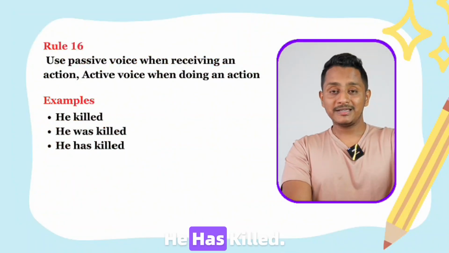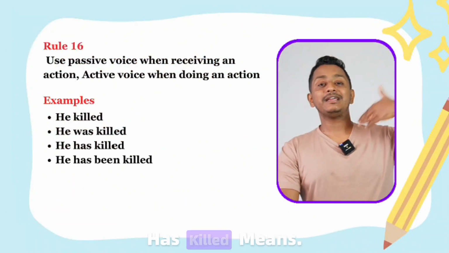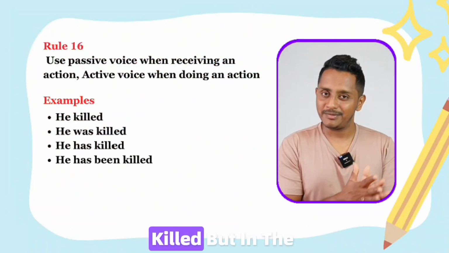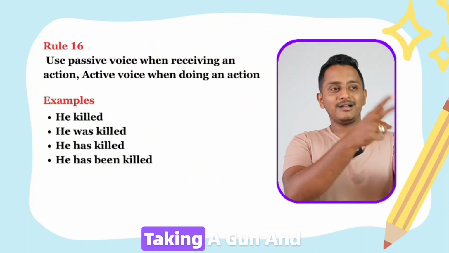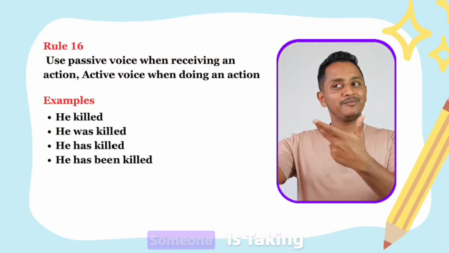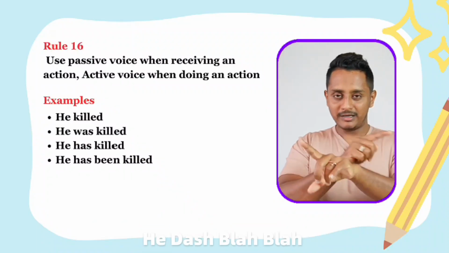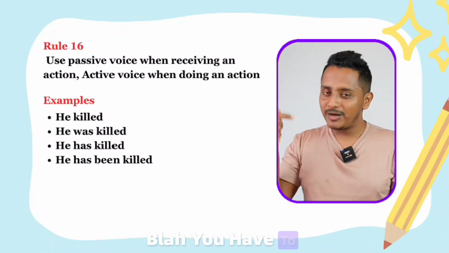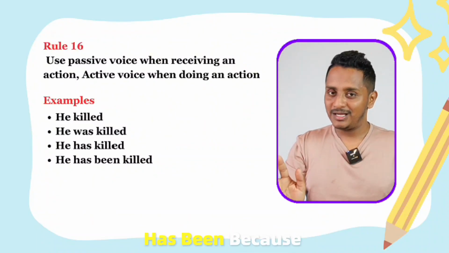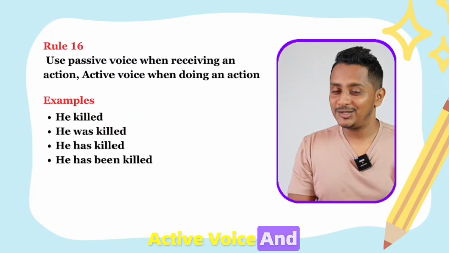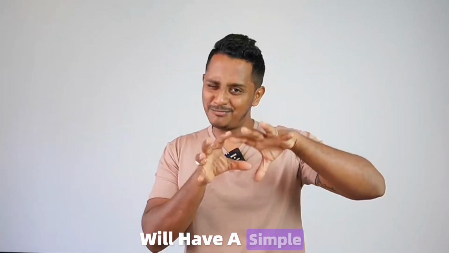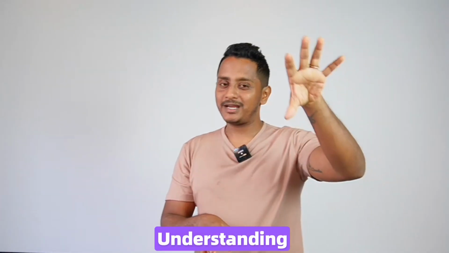Remember this. He has killed, he has been killed. Has killed is the same as he killed, but in the perfect tense. He is taking a gun and killing. Has been killed means someone is taking a gun and killing him. Based on the context, if there is he dash blah blah blah, you have to understand whether it is has or has been, because you know what is active voice and what is passive voice. Now with this we will have a simple exercise with respect to understanding active and passive voice.